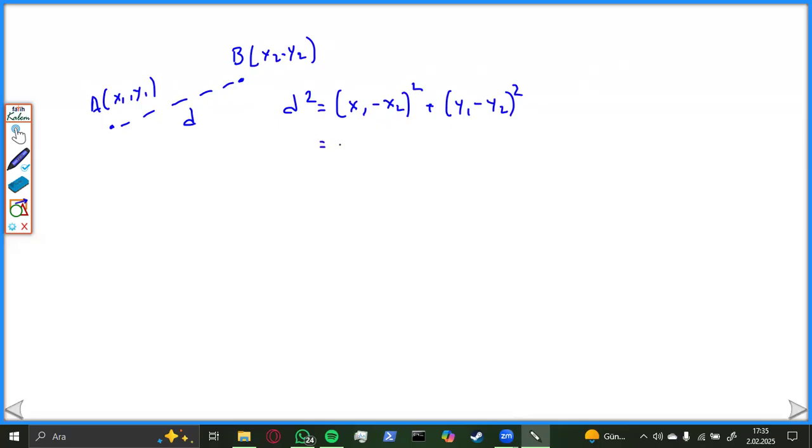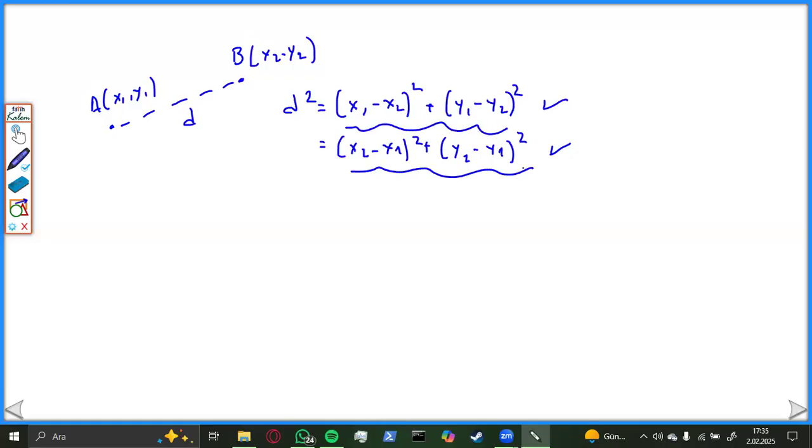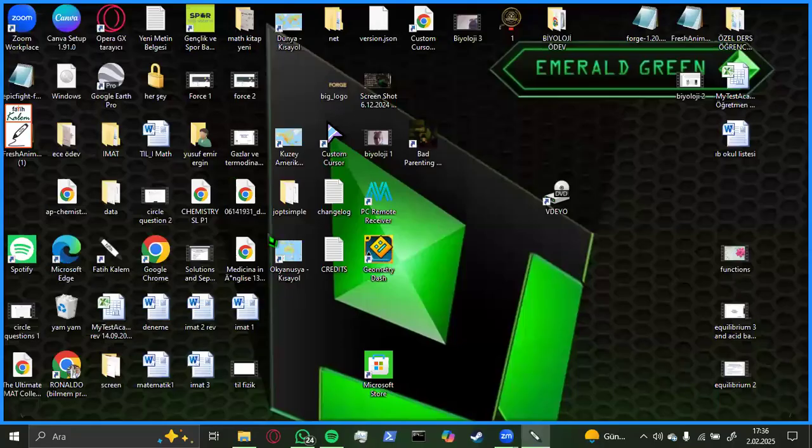For instance, you are going to see the same solution: (x2 minus x1) square plus (y2 minus y1) square. So there is no problem with the positions of the points. But just be careful. If you subtract the x2, you need to also subtract y2. Be careful for the positions of the points during calculation. Okay, so yes, let me show you some different simple examples on linear equations.